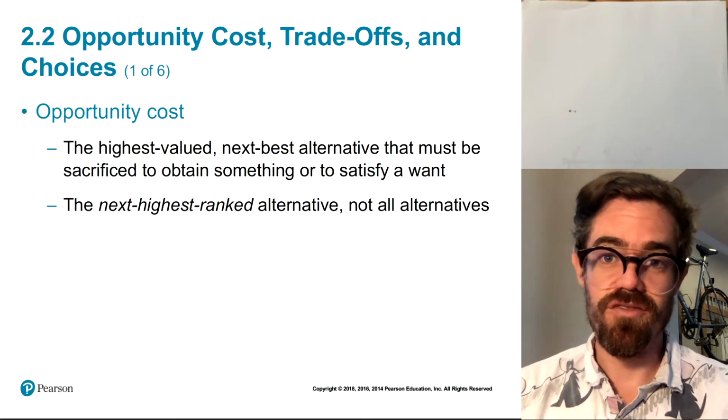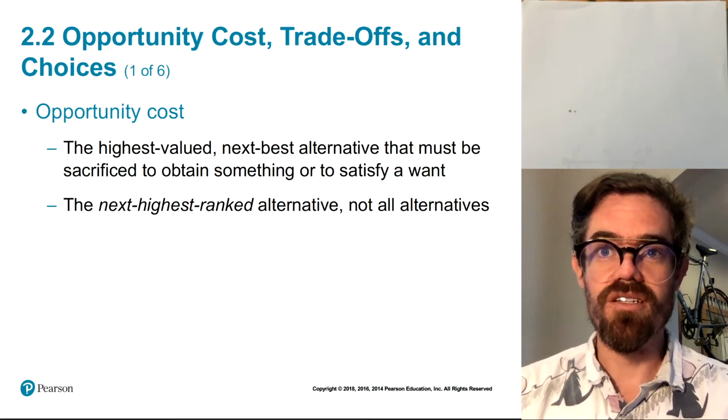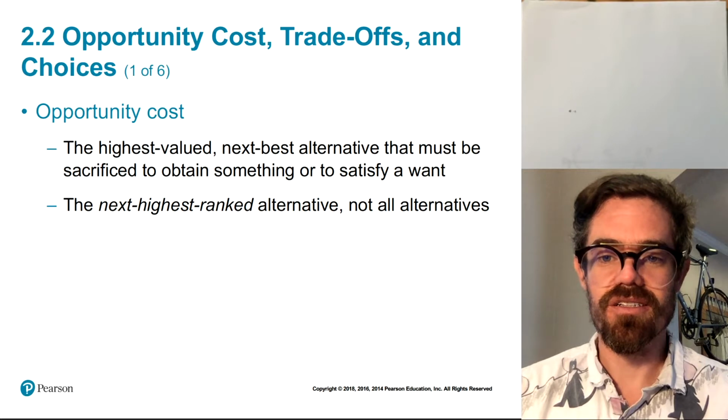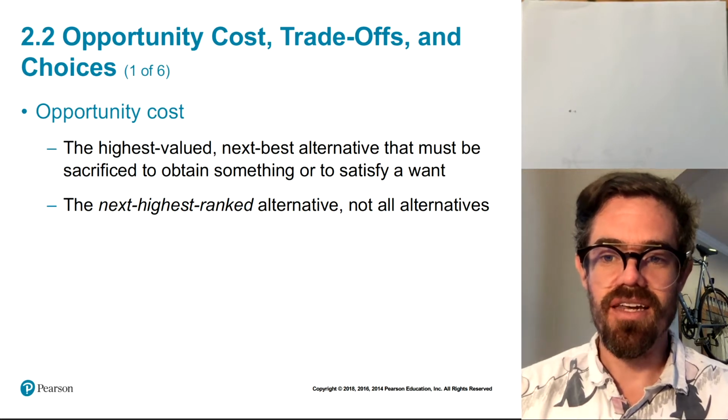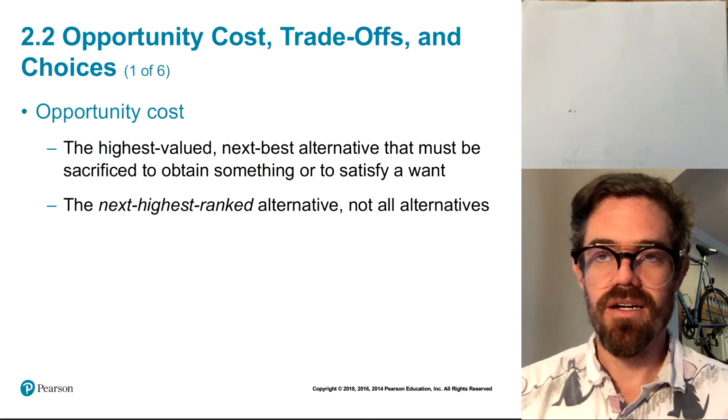Which is a choice you've made. You've chosen to watch this video. You had to give up something. In fact, you gave up the opportunity to do a lot of things. But whichever thing you would be doing if you weren't actively engaged in the choice that you made, that's your opportunity cost. It's the highest valued, next best alternative that you have to sacrifice in order to do something or get something that you want.